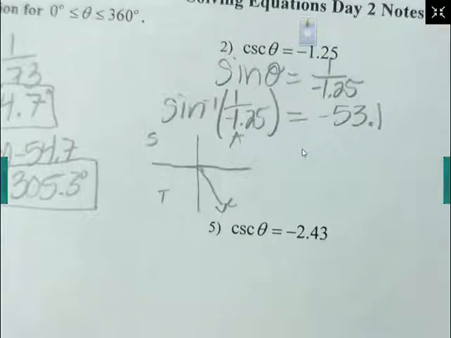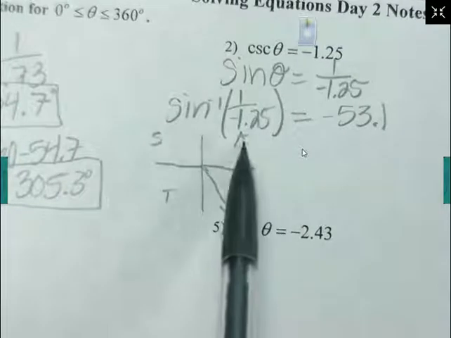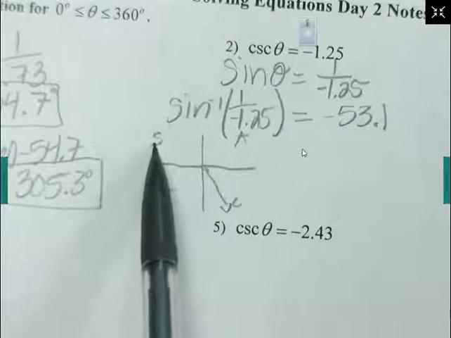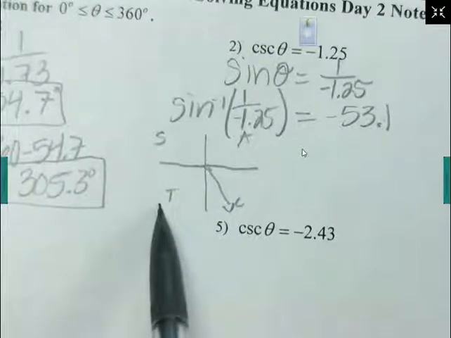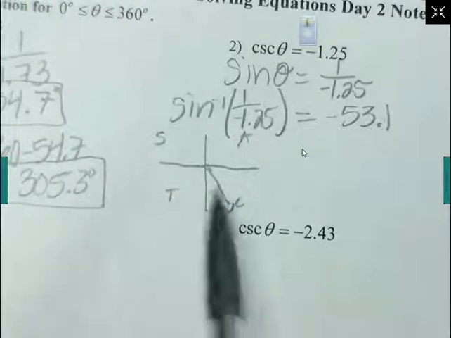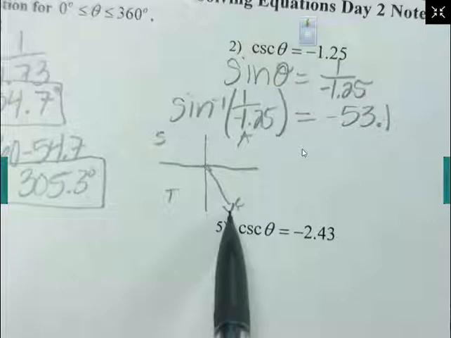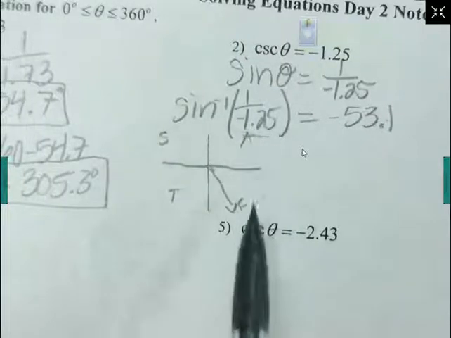Okay. Can I show you how we know? It has to do with the fact that all students take calculus. Okay, in the first quadrant, all are positive. In the second quadrant, only sine is positive. In the third quadrant, only tangent is positive. And in the fourth quadrant, only cosine is positive. Which means in the fourth quadrant, sine is negative, which is what we knew and wanted.